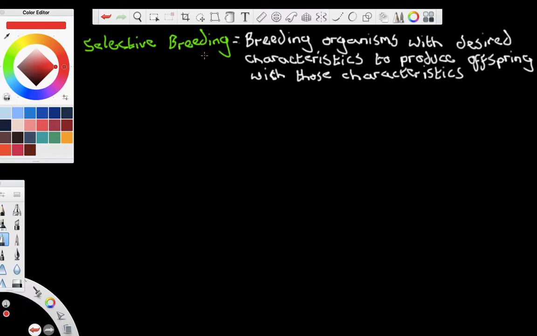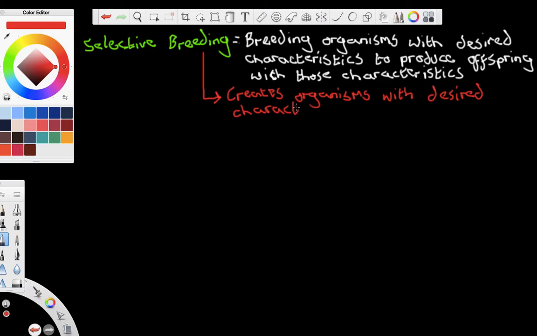Ultimately, we do selective breeding to get organisms with certain traits, be it sheep with long wool, be it cows that produce lots of milk, be it strawberries that produce large strawberries. So this creates organisms with desired characteristics.